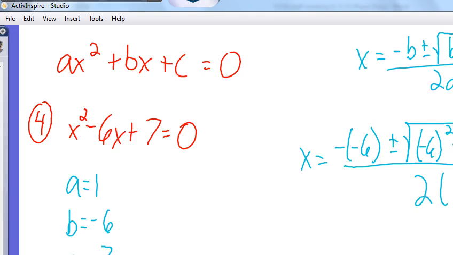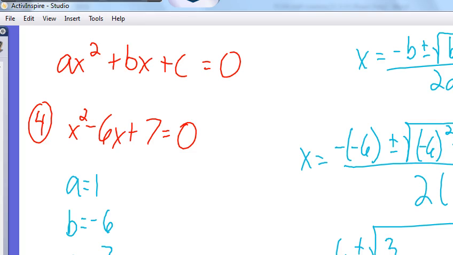Just follow that order of operations we all agreed to use. Negative negative 6 is 6, plus or minus square root. I actually remember this stuff. What? I actually kind of remember this stuff. I remember this from geometry. Geometry? It wasn't fun in geometry. It's fun now? Okay, because you're older and wiser.